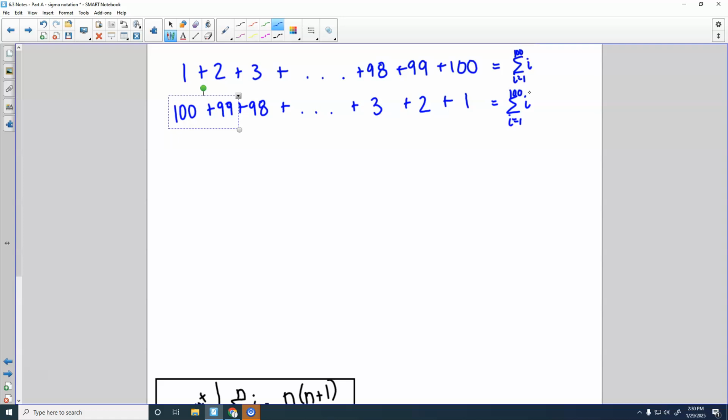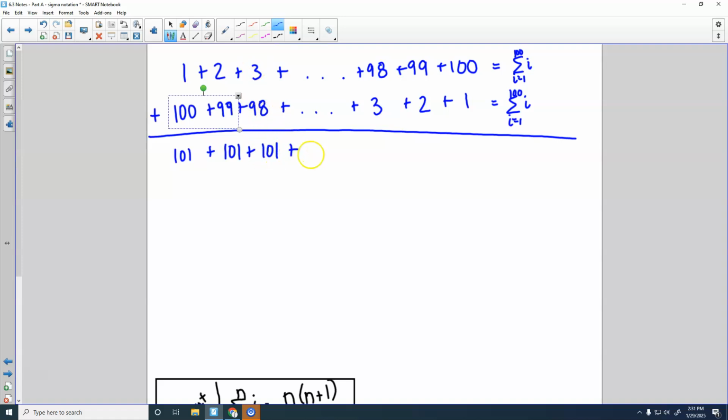All right, so let's think about doing this. What if I add these together? If I add 1 and 100, I get 101. What about if I add 2 and 99? 101. What about 3 and 98? 101. Dot, dot, dot. That's going to continue. 98 and 3, 101. 101. And 101. This would be 2 times the sum from 1 to 100 of i.